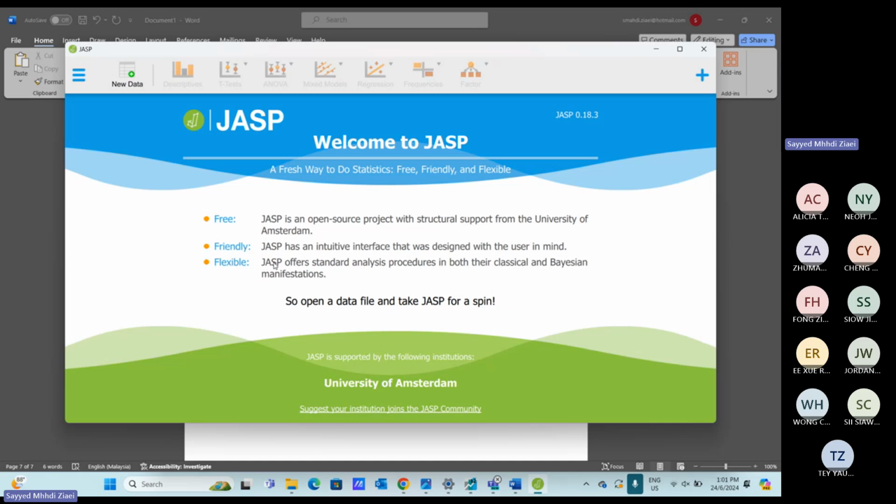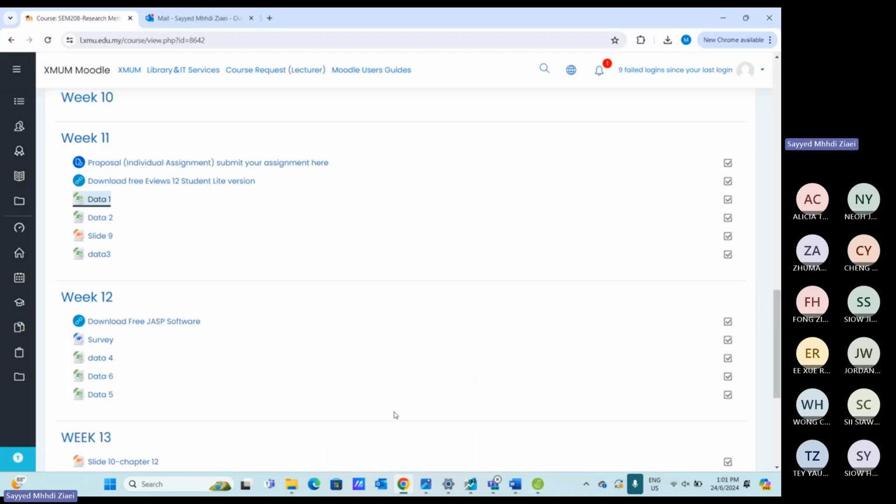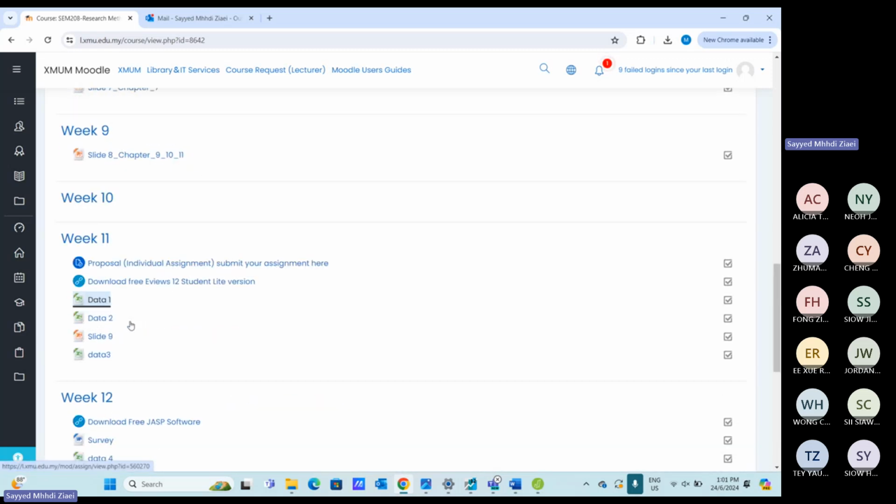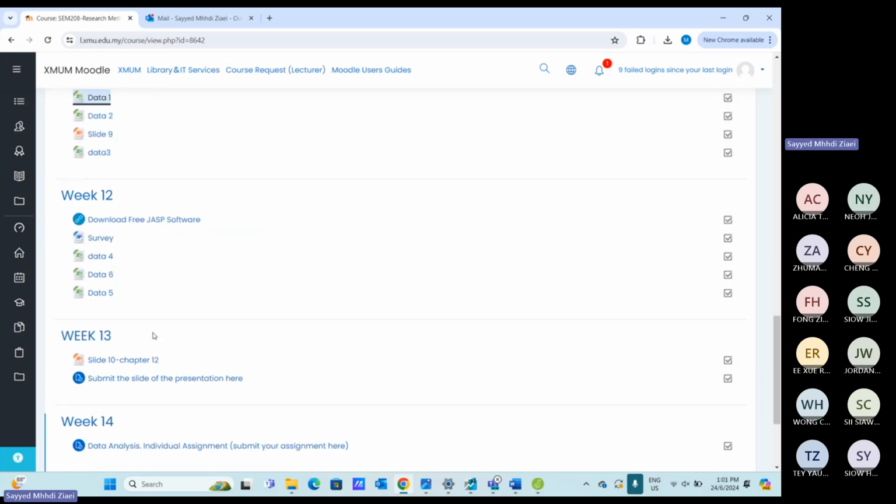Okay. So, free, friendly, flexible. For this software, I put this data on your Moodle. You can find it: data 4, data 5, and data 6. I use data 1 and 2 for secondary data, and 4, 5, 6 for primary. Also, we have some kind of secondary data in some of them. So download this; it is fancy and about AI.